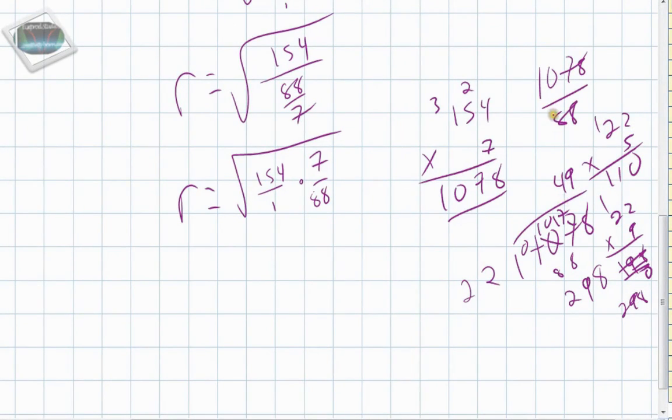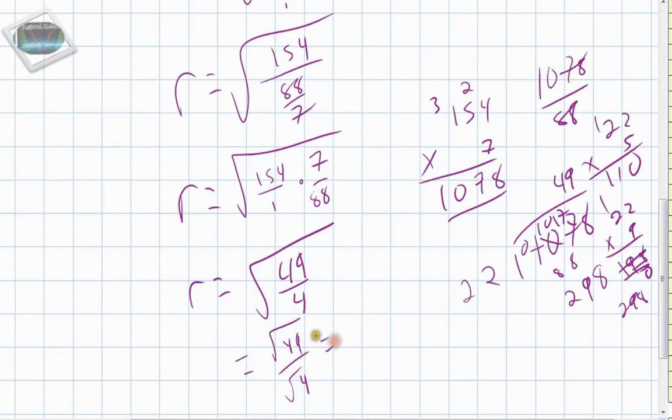So we're going to reduce this fraction, and it's going to be r is equal to the square root of 49 over 4, which we can split up and say the square root of 49 over the square root of 4, which is equal to 7/4. Just kidding, 7 halves. And that's your answer.